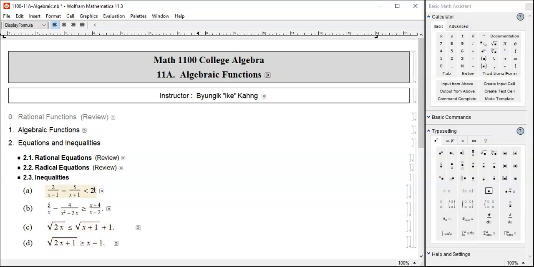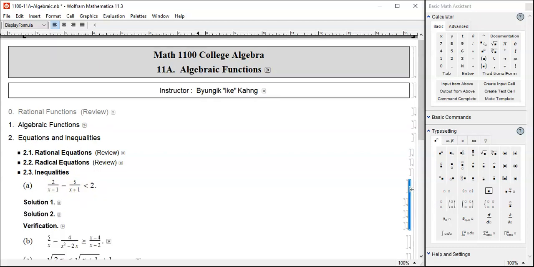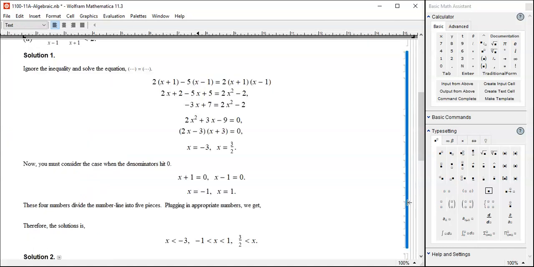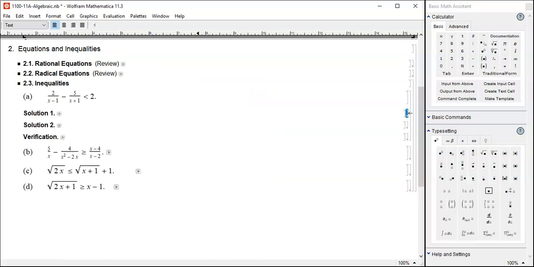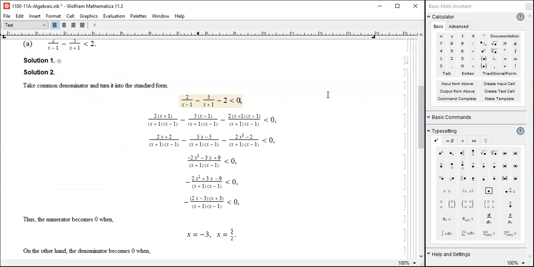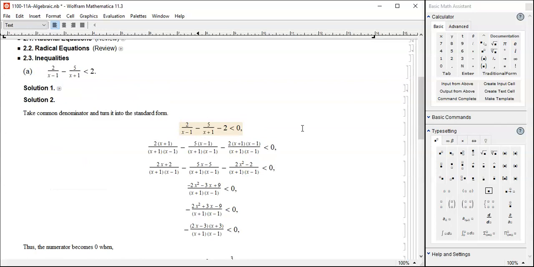Okay, one at a time. In this case, it's better to move everything to one side and then consider less than 0 or greater than 0, and then take the common denominator and get a big rational expression. Okay, here we go. No, this one first. Flip everything to the left-hand side, and then less than 0. Now take all these together by taking a common denominator.